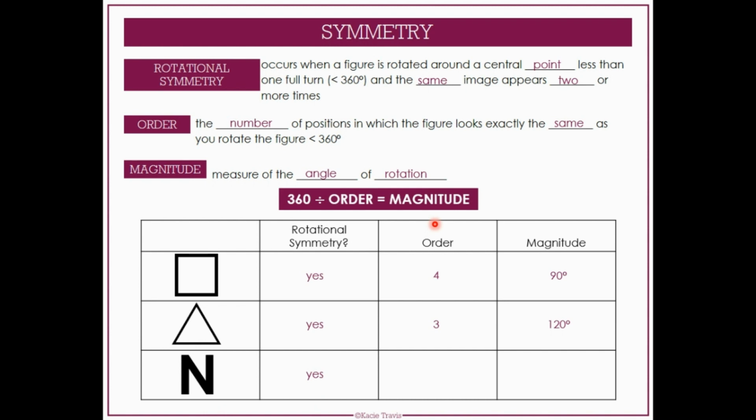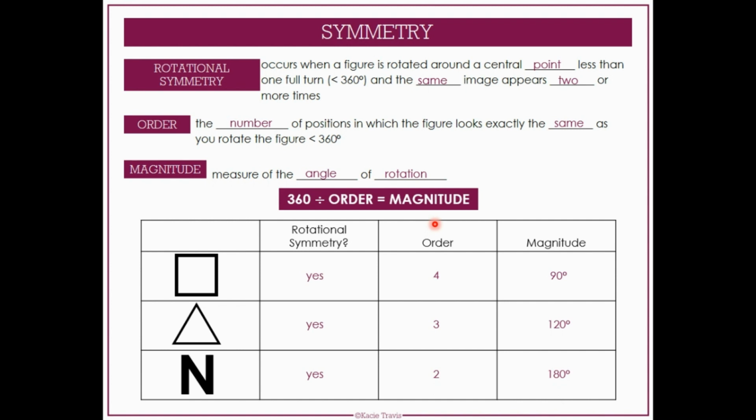Now, what is the order of it? How many ways can you turn an N and it still look like an N? This can be rotated around 2 times, okay? If it looks upside down or right side up, those both look like an N. Now, we take our 2 from our order and we divide 360 by that to get the angle of magnitude. So we can figure out what it rotates around to look the same, and this time it'll be 180.